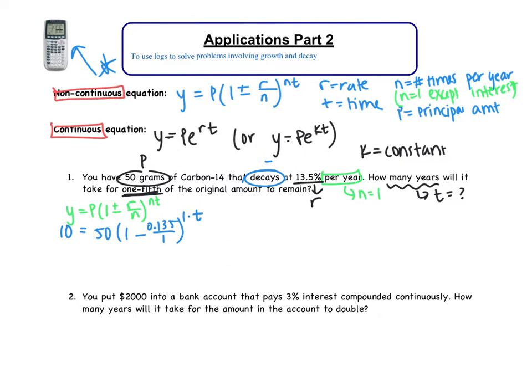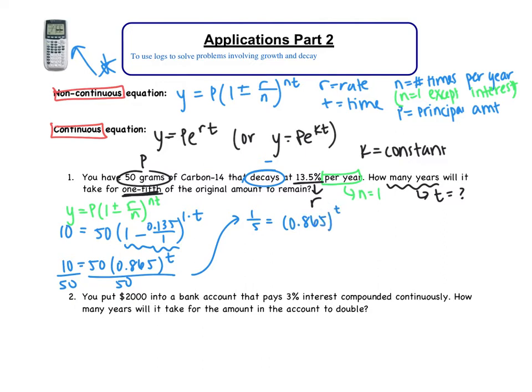I'm going to do a little simplifying first. I'm going to put this in my calculator, that 1 minus 0.135 over 1, and I will tell you that ends up being 0.865. And 1 times t is just t. Okay, so I can divide both sides by 50. 10 divided by 50 is 1/5, and then I get 0.865 to the t. We have to think here. We cannot divide by 0.865. That doesn't work, so don't try that.